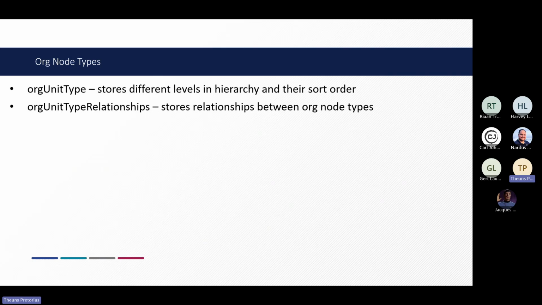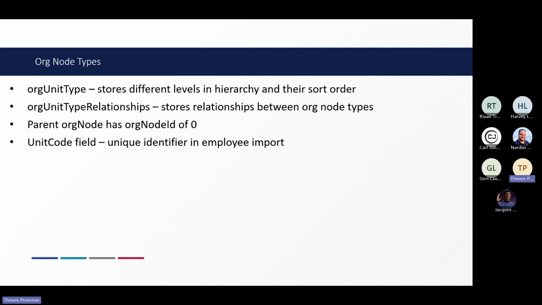As I've said, the org unit type relationship stores the relationships between the org node types. The parent org node has an org ID of 0. I think that was already said in the previous slide. Sorry, that just repeats from the previous slide.